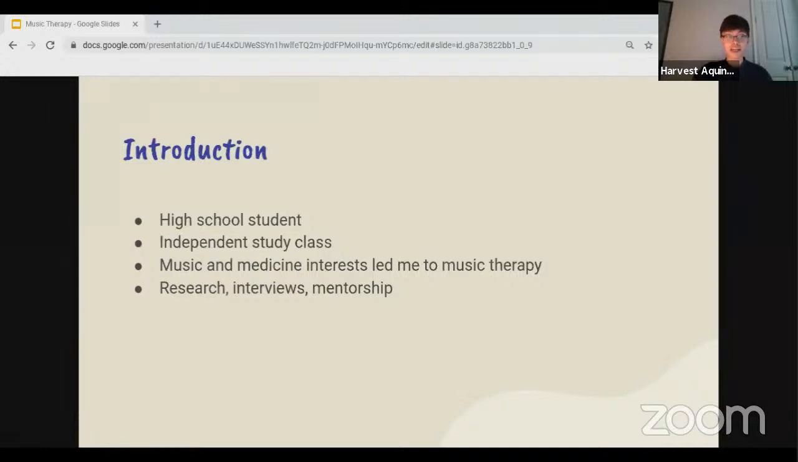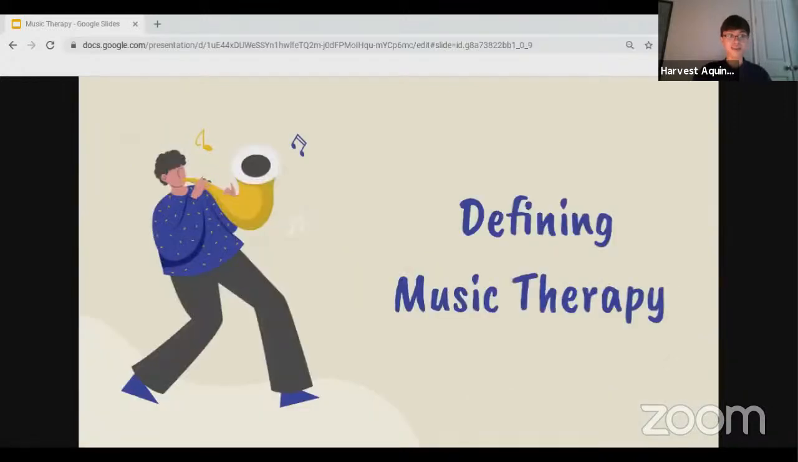So since the beginning of this school year, I have been researching music therapy on my own, interviewing all kinds of music therapists, from interns to private practice owners to professors. And since the start of the second semester, I have been learning under the guidance and teachings of a board certified music therapist. Now, on to defining what music therapy is.